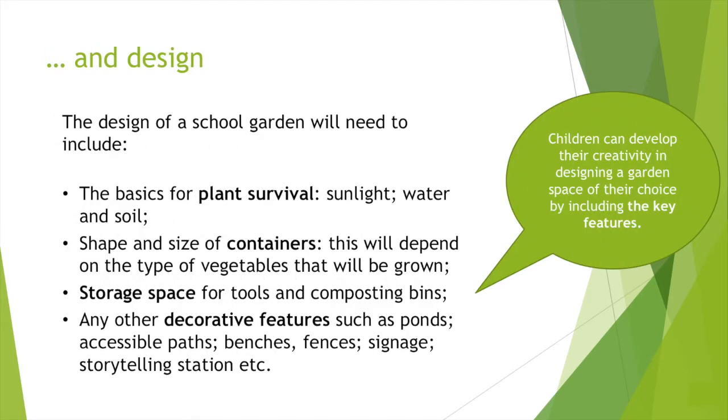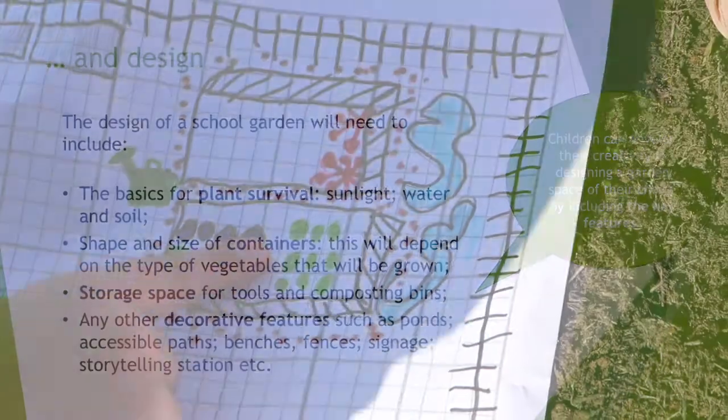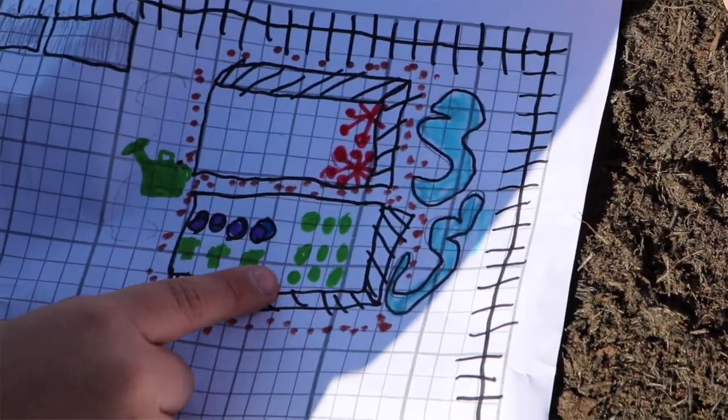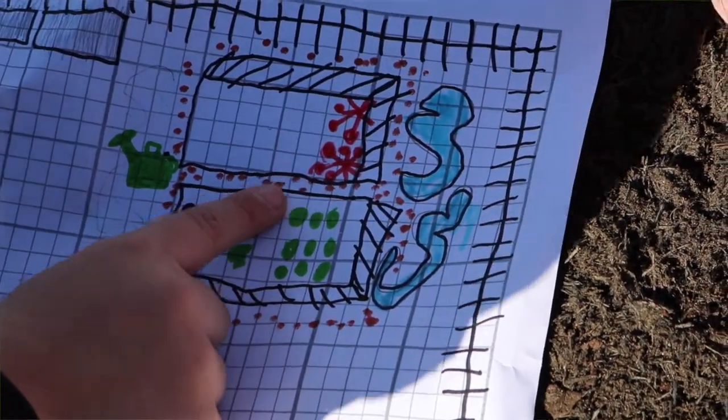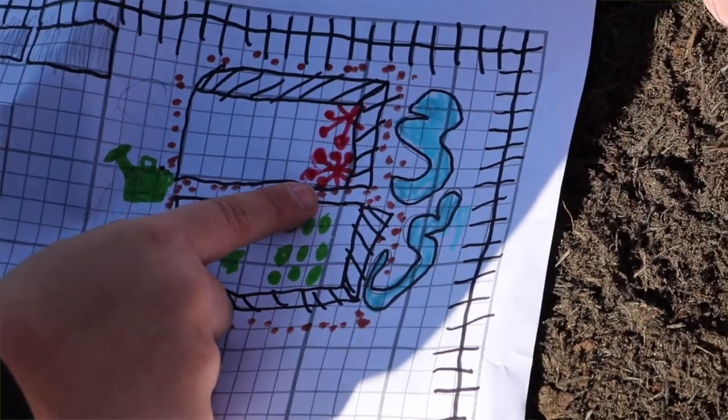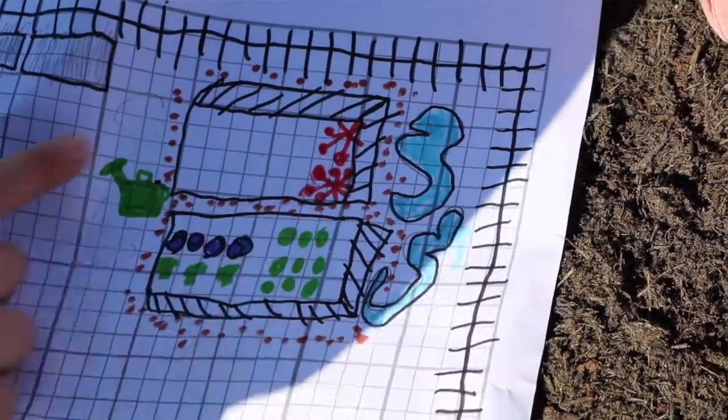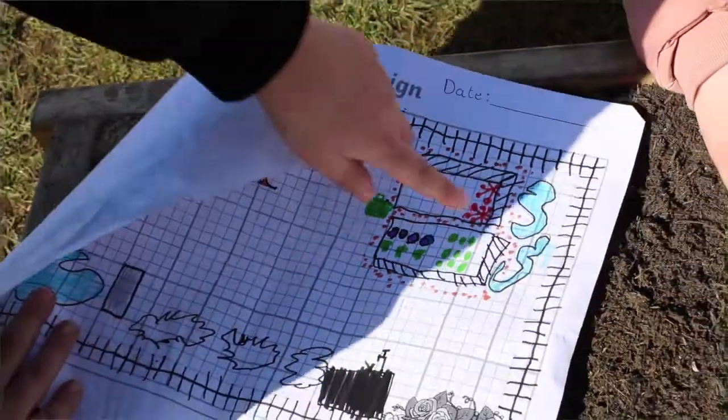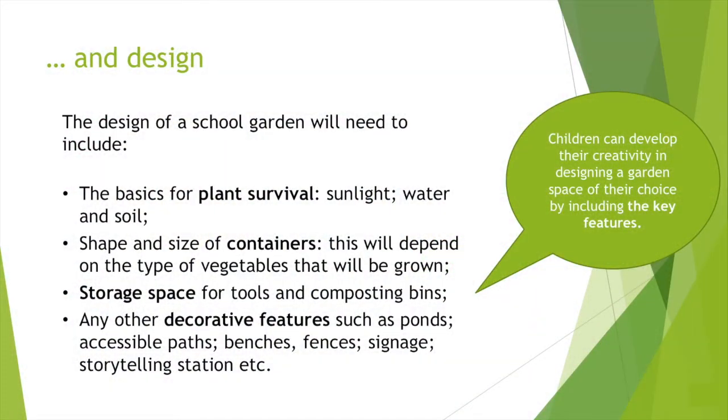Moving on to design, engaging children in designing their garden space is a creative activity which will give children the chance to explore opportunities for growing, but also taking into account some of the constraints. For example, the design of a school garden will need to include the basics for plant survival. Is there sunlight? What about access to the water mains? If no direct access is present, what can we do in order to water the plants? Can we use or reuse some ad hoc containers? And what about soil? How much soil do we need?